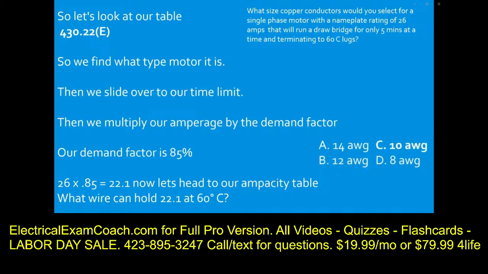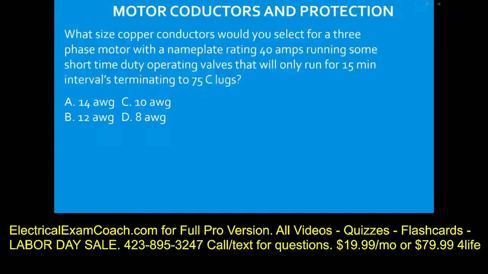Great job. What size copper conductors would you select for a 3-phase motor with a nameplate rating of 40 amps running some short time duty operating valves that will only run for 15-minute intervals, terminating to 75 degree C lugs?